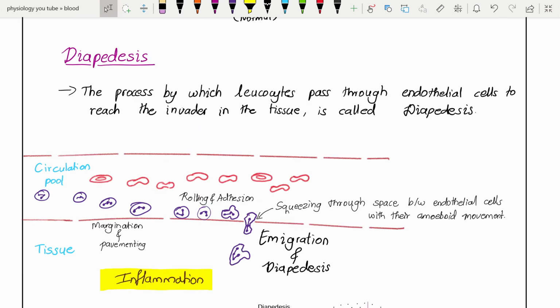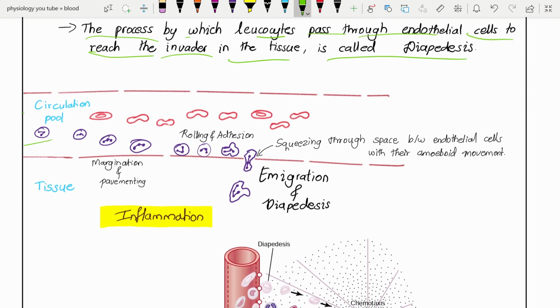After chemotaxis, next comes the process of diapedesis. It is the process by which leukocytes pass through the vascular endothelial cells to reach the invader in the tissues. You know, neutrophils are present in the circulating pool. They need to reach the tissue. How does it happen? That's what we need to study in diapedesis. Usually they are in flow.